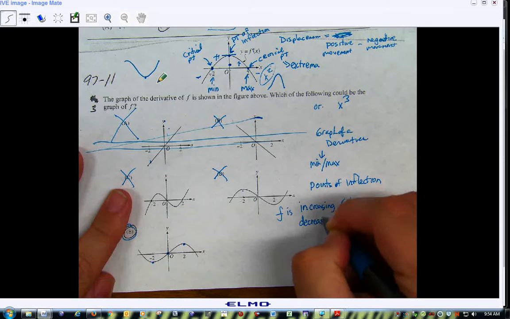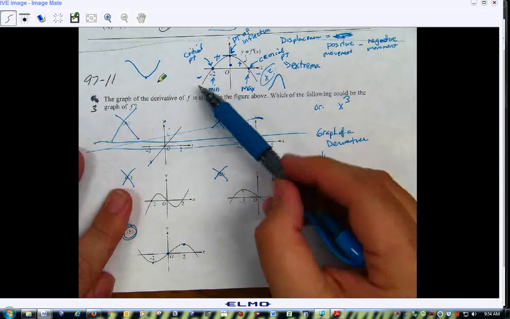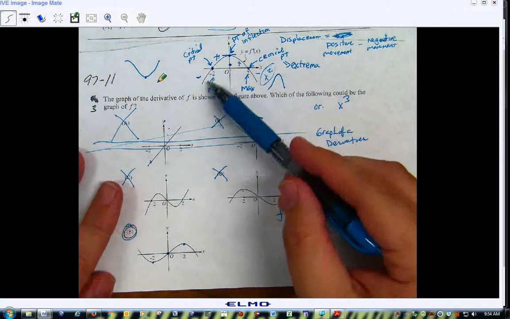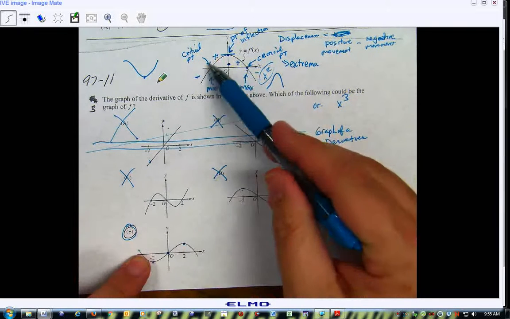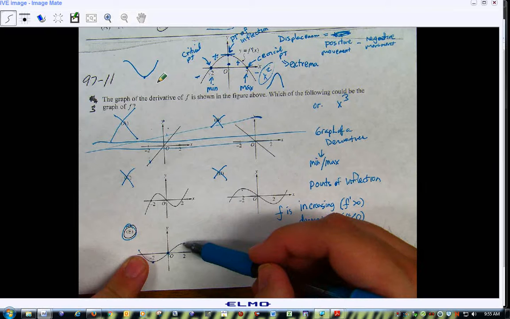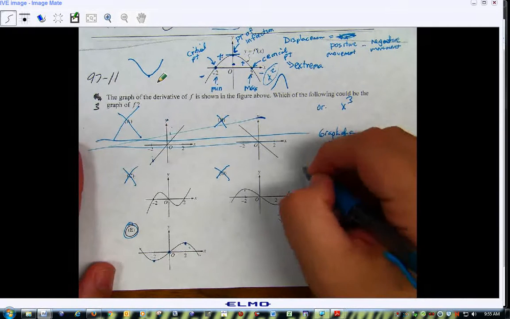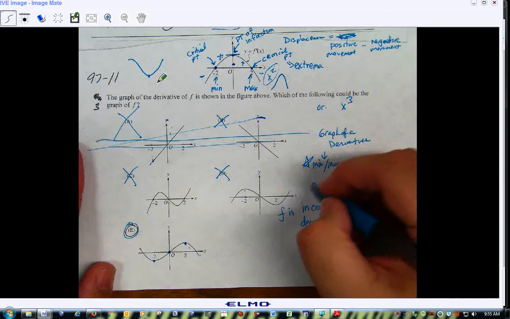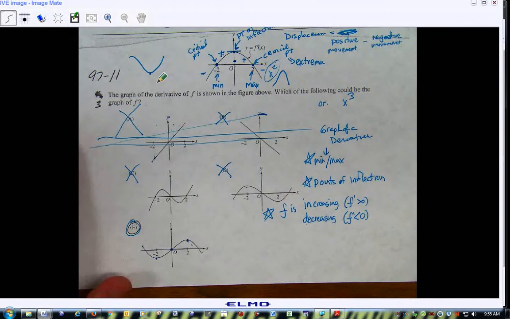It's decreasing here until it gets to there. It's decreasing there. Then it's increasing all the way till it gets to the next point. So it's increasing all the way to there, and then it starts decreasing again. So if these are the big things that you look for, minimums, maximums, points of inflection, and if it's increasing or decreasing, if you look for those big three things, you're going to be able to pick them out of a graph, knowing that you're given f prime.